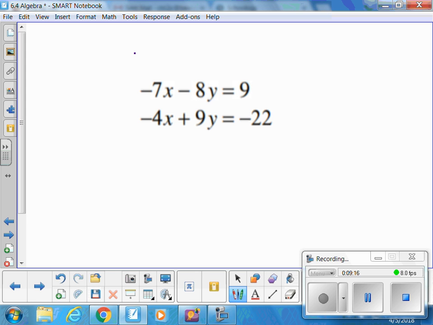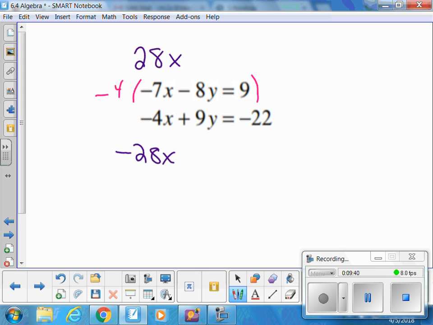Alright, so let's make the top one a positive 28x. Let's make the bottom one a negative 28x. So we're going to be changing them both. So this is about as hard as it can get when you have to change them both. Alright, what would we multiply the top equation through by to turn it into a positive 28? A negative 4. Yeah. Negative 4.